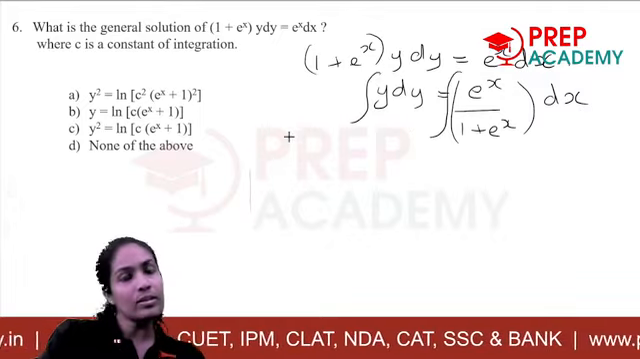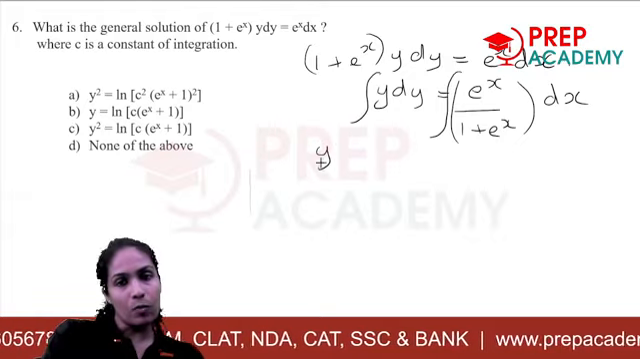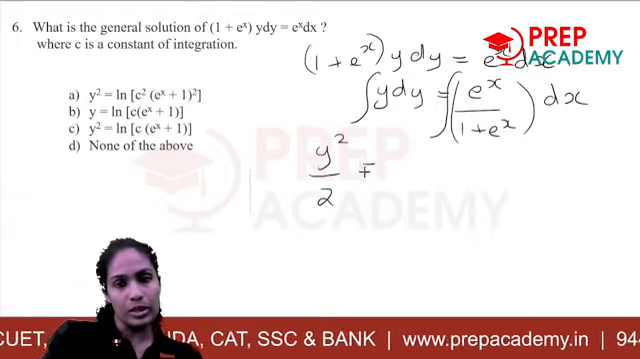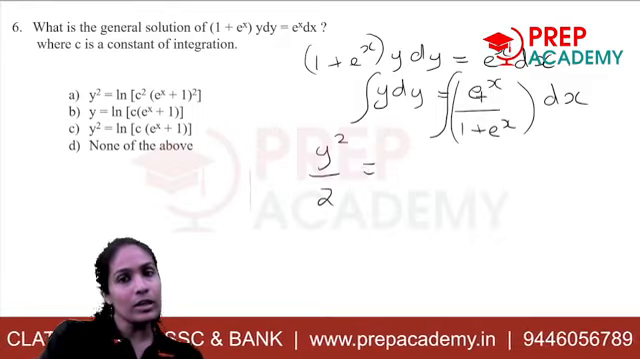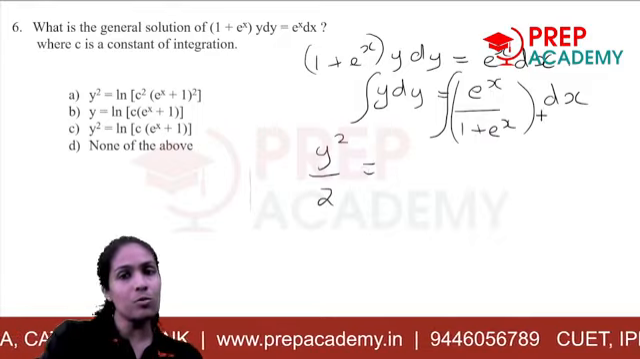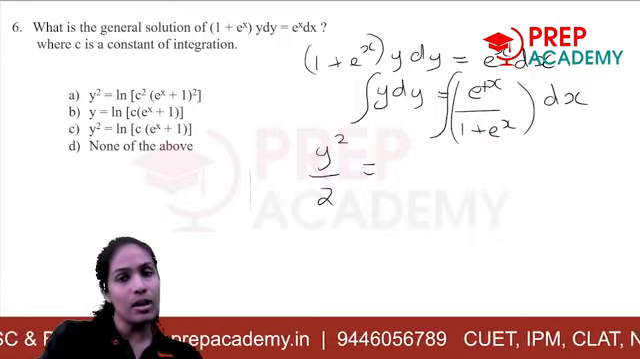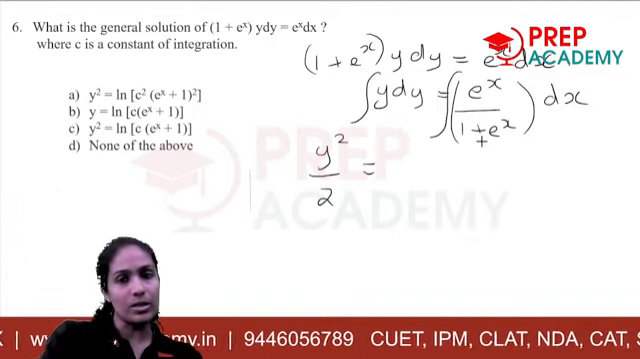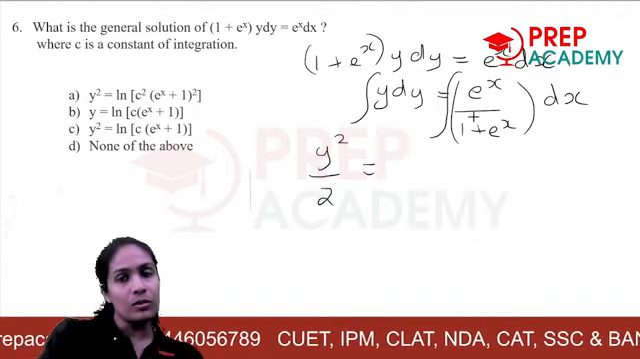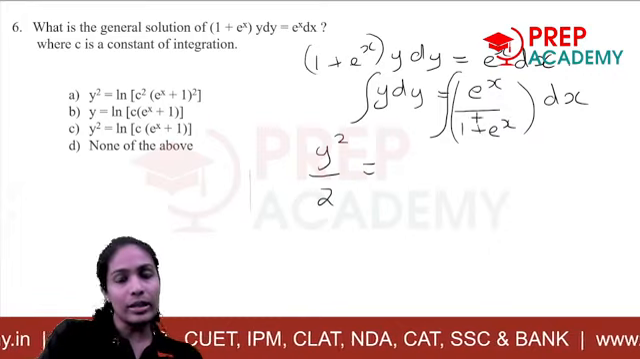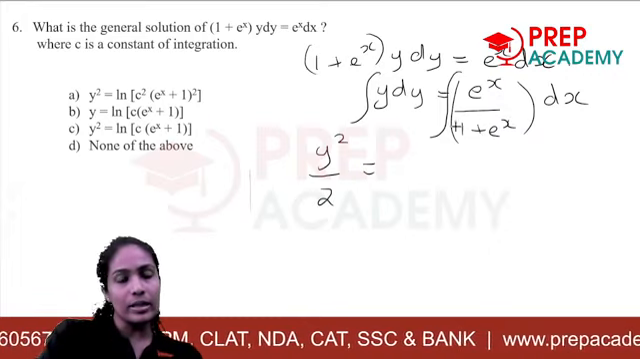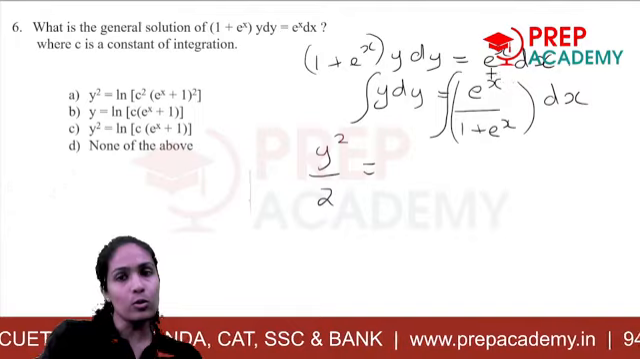Integral of y dy is, integral of y is y squared by 2, which is equal to the integral of e raised to x by 1 plus e raised to x. You have to find the integral of the function e raised to x by 1 plus e raised to x. So the simplest method is, you know that the derivative of 1 plus e raised to x, that is the derivative of the denominator, is the numerator.